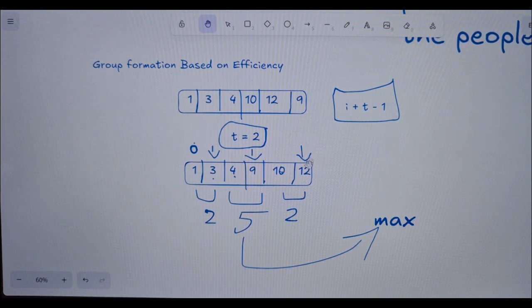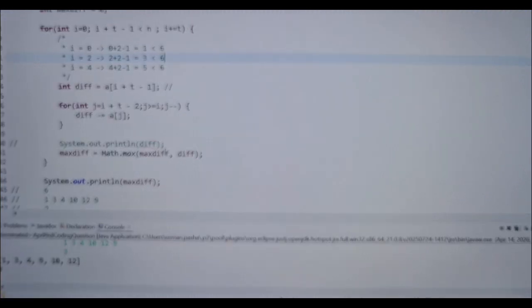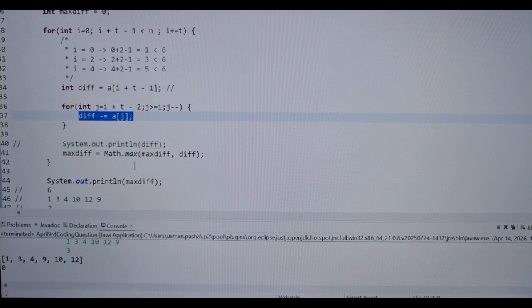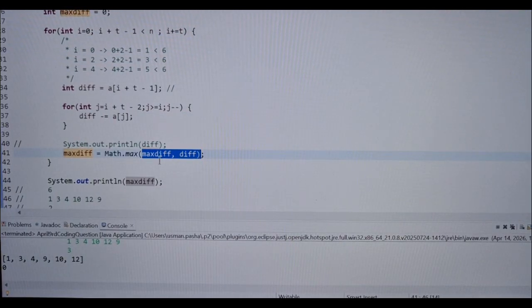Like this only. Again I will go to this group, and the I plus t minus 1 value will be 12, and the I plus t minus 2 value will be 10, and then I will calculate the difference. 12 minus 10 will be 2. Here the maximum will be 5, then the maximum is 5. That's it. Like that I have done here.